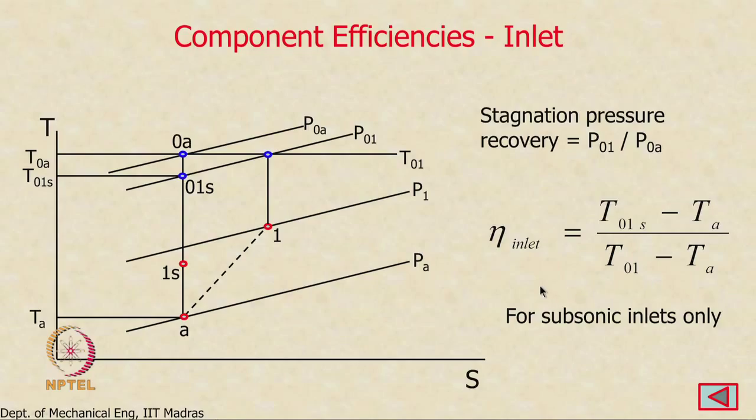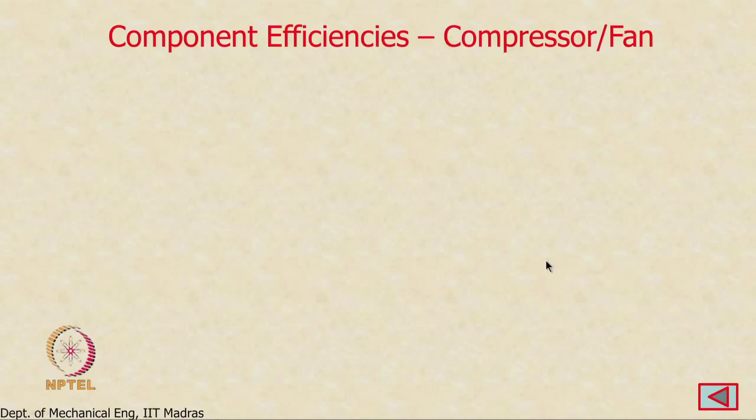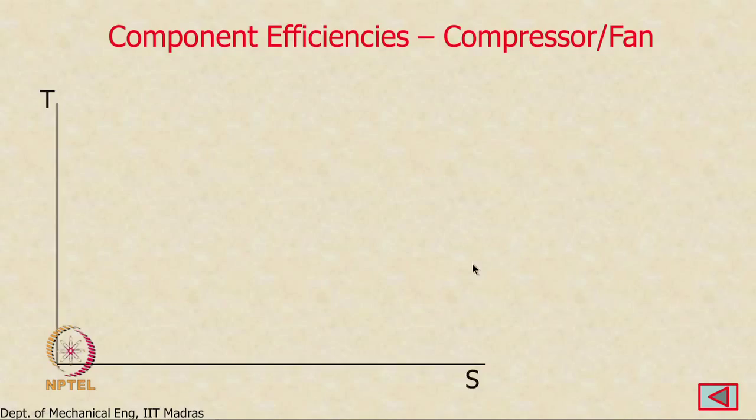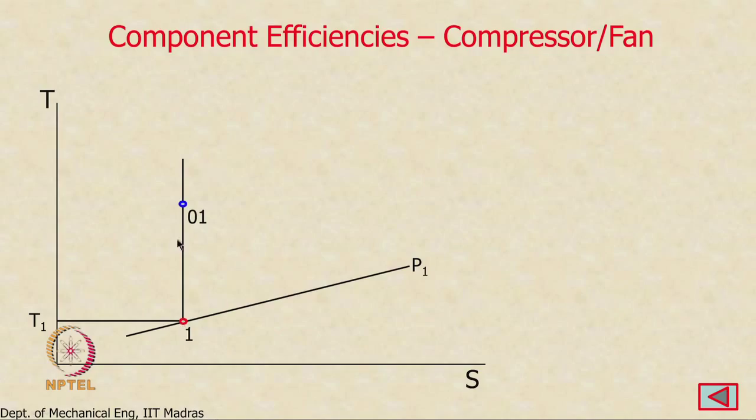So we now go to the next component, which is the compressor or the fan. Both can be handled in the same framework. So we look at the compressor, and as you can see from here we go from static state 1, which is at the end of the inlet and at entry to the compressor. The static temperature is T1, static pressure is P1 here. The corresponding stagnation state is 01. So you can see that T01 and P01 are like this.